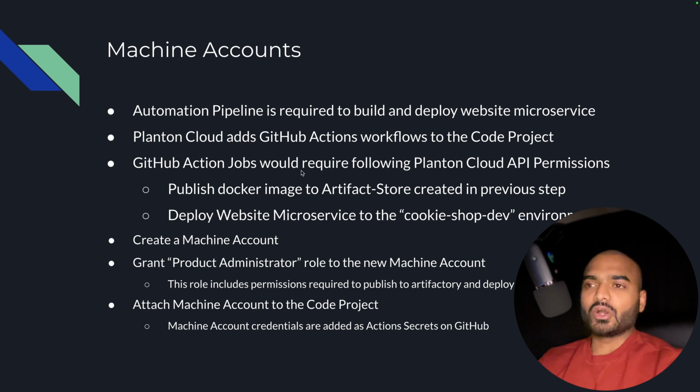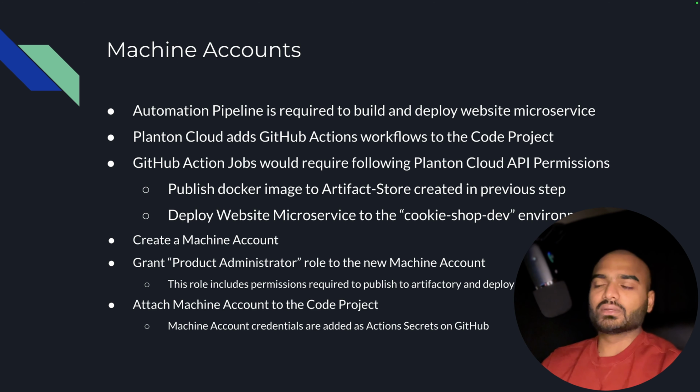So when the jobs get executed on GitHub Actions, the GitHub Actions jobs will build the Docker image for your website, and then publish the Docker image created as part of the build to the artifact store that we have created in the previous step. And GitHub Actions jobs will also require permissions to be able to create a new deployment to the product environment that we have created, which is cookie shop dev.